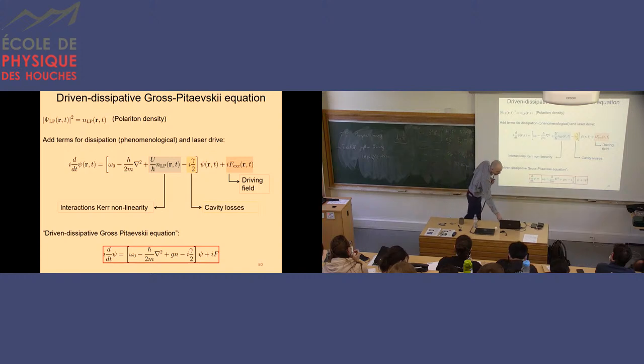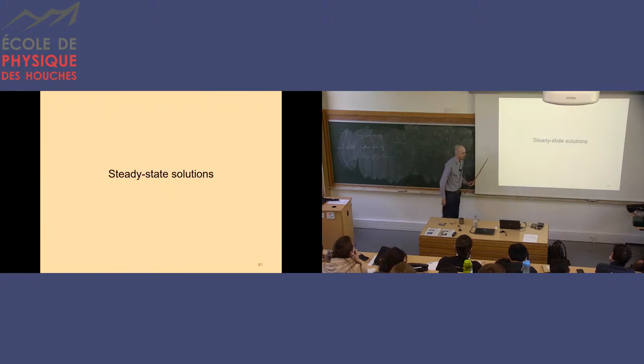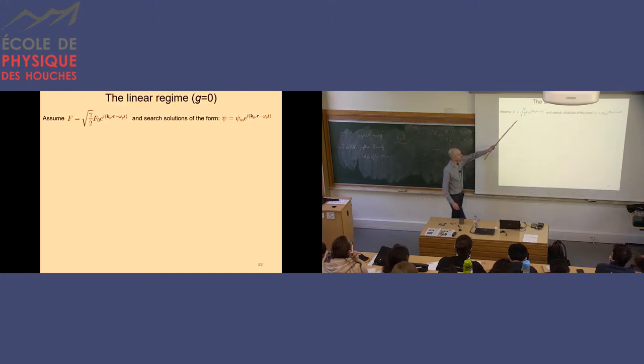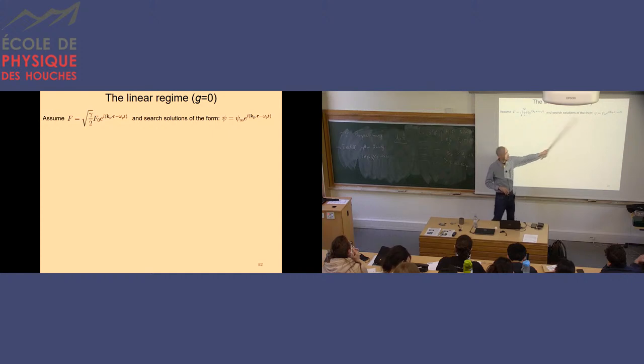Let's look at the steady state solution of this equation. So we consider a driving field that is like this, F naught exponential i (kp dot r minus omega p t). So kp is the wave vector of the pump. Okay, so we may be pumping the sample with some k angle, fine. Omega p is the energy, the frequency of the pump. And we search for a solution of this form, psi steady state exponential i (kp dot r minus omega t).